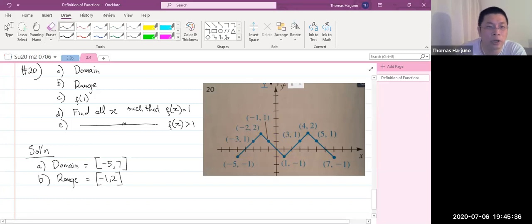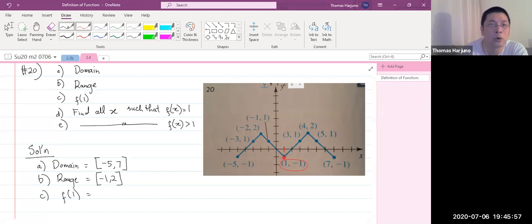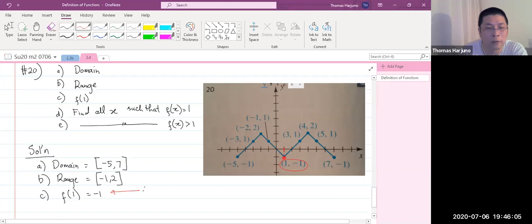Now part C, more into your ability to read the graph. What is f(1)? From what we see here, when x equals 1, the corresponding coordinate is (1, -1), right? So if x is 1, the y is -1. You see from the graph, the coordinate (1, -1) is where we find that answer.